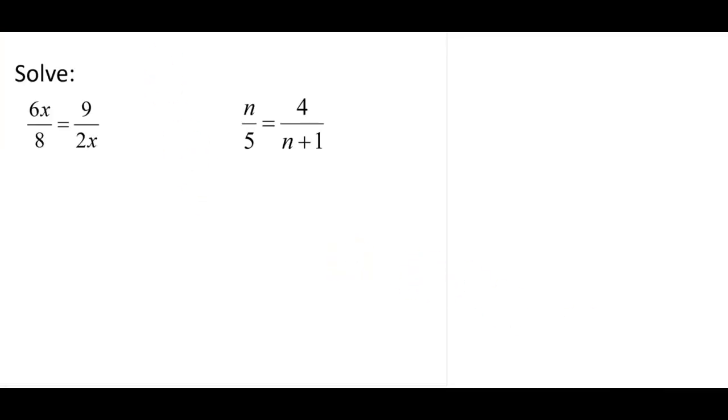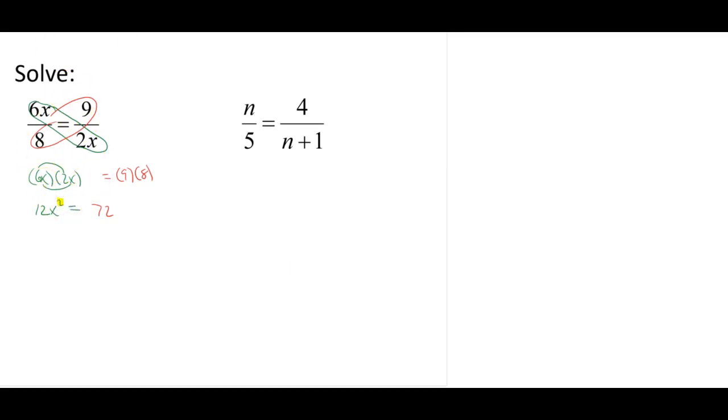Now the next one. I'm going to cross multiply using the variables first. So I'm going to do 6x times 2x. And remember, 6 times 2 is 12. X times x is x squared. Equals, now I'm going to cross multiply the other way. That's going to give me 9 times 8, which is 72.